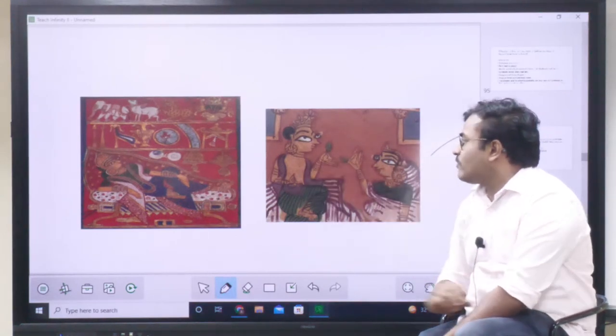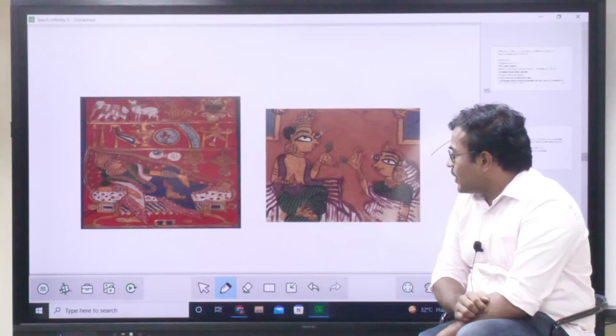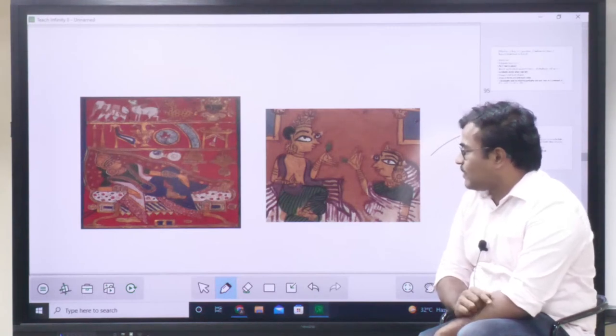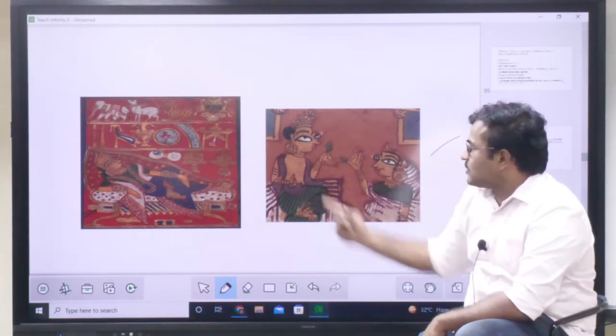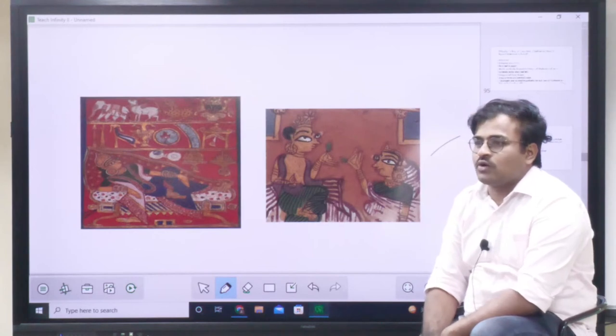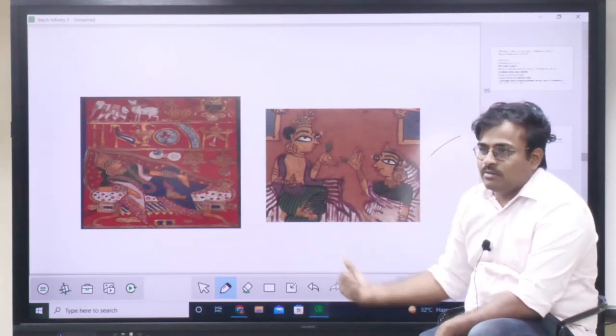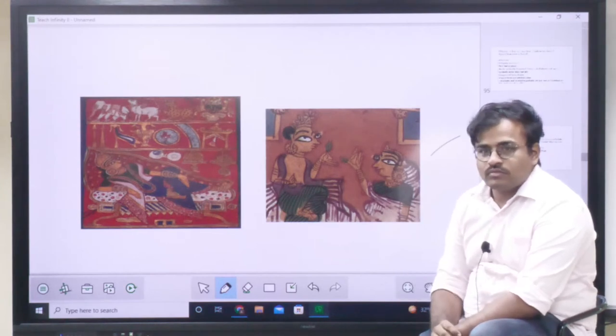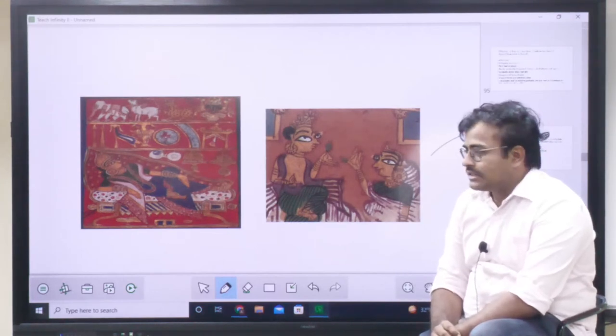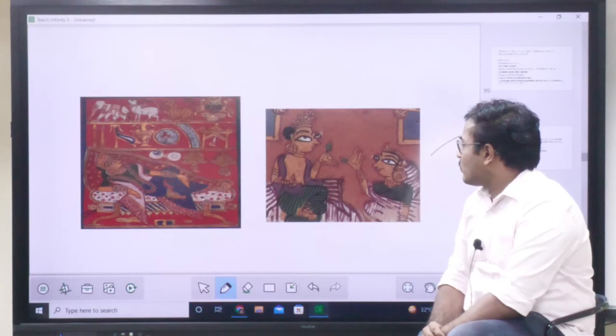This is the image of the dream of Mahavira's mother. I don't remember her name, but she is a direct relative of the ruler called Bimbisara. Bimbisara's mother and Mahavira's mother are sisters. So this is the case, and just have a look at these images.